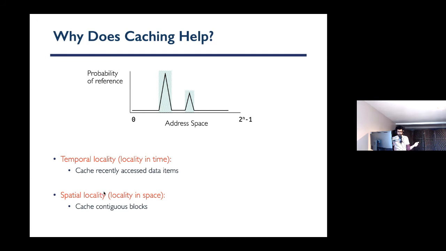With temporal locality, it means that if you access a particular location in memory, you're likely to access that same location in a window of time. So that also could happen.